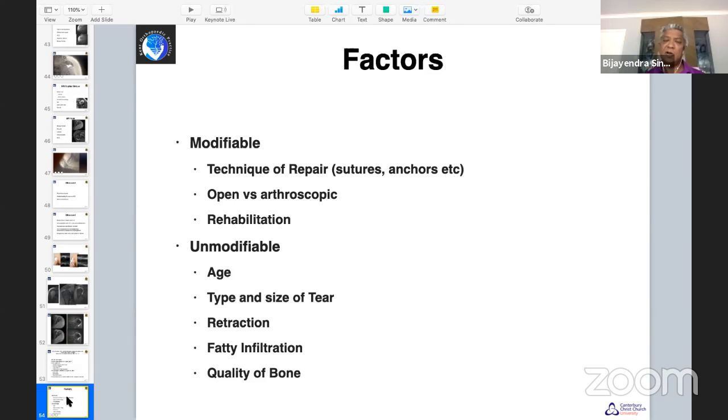Most studies will quote outcomes at 1 year, and yes, at 1 year there is no difference, but certainly in the first 4 to 6 weeks, the level of pain relief, complications, time off work, and patient comfort is much better in the arthroscopic one. The things that are unmodifiable are the age and type of the patient, the type and size of tear, the retraction, the fatty infiltration, and the quality of bone.